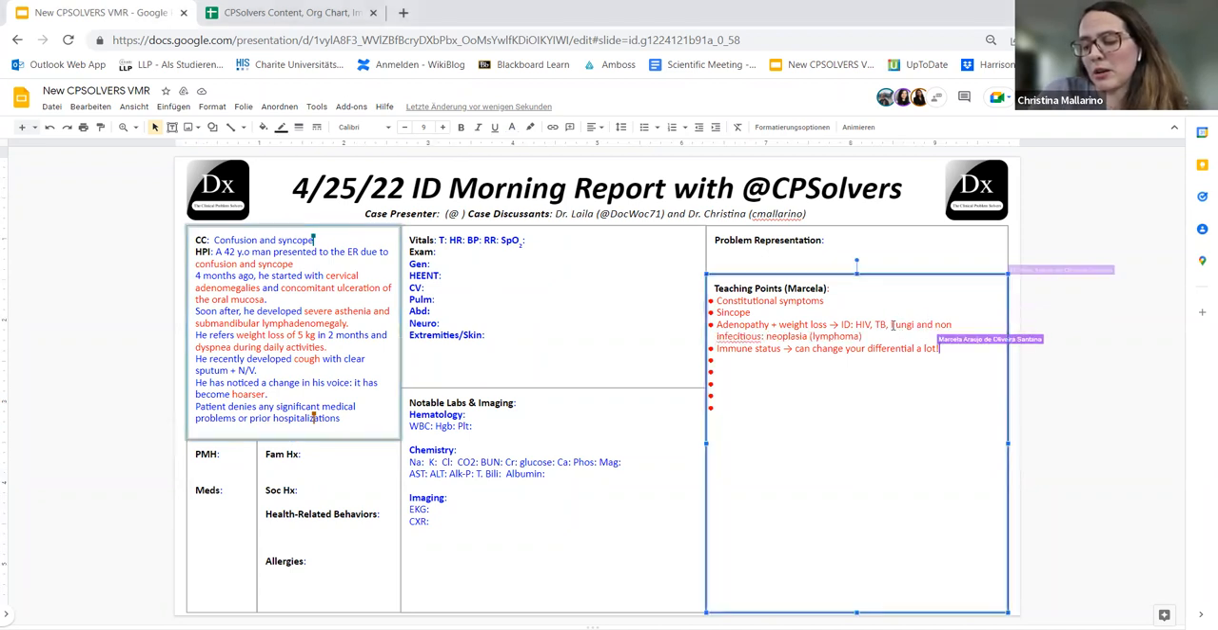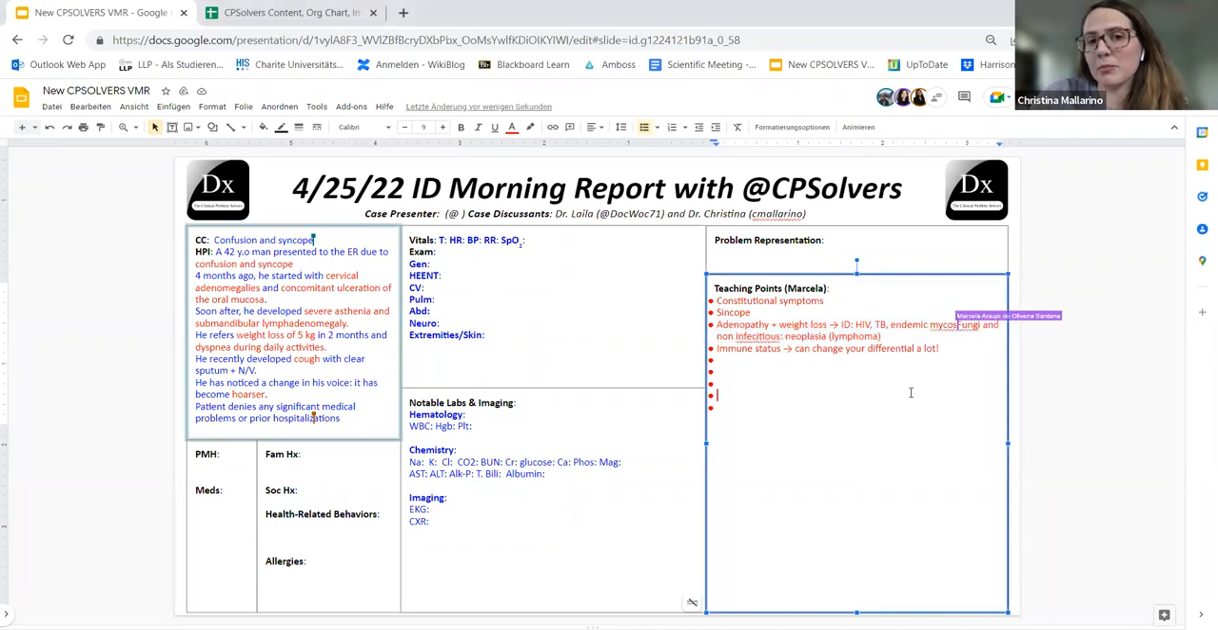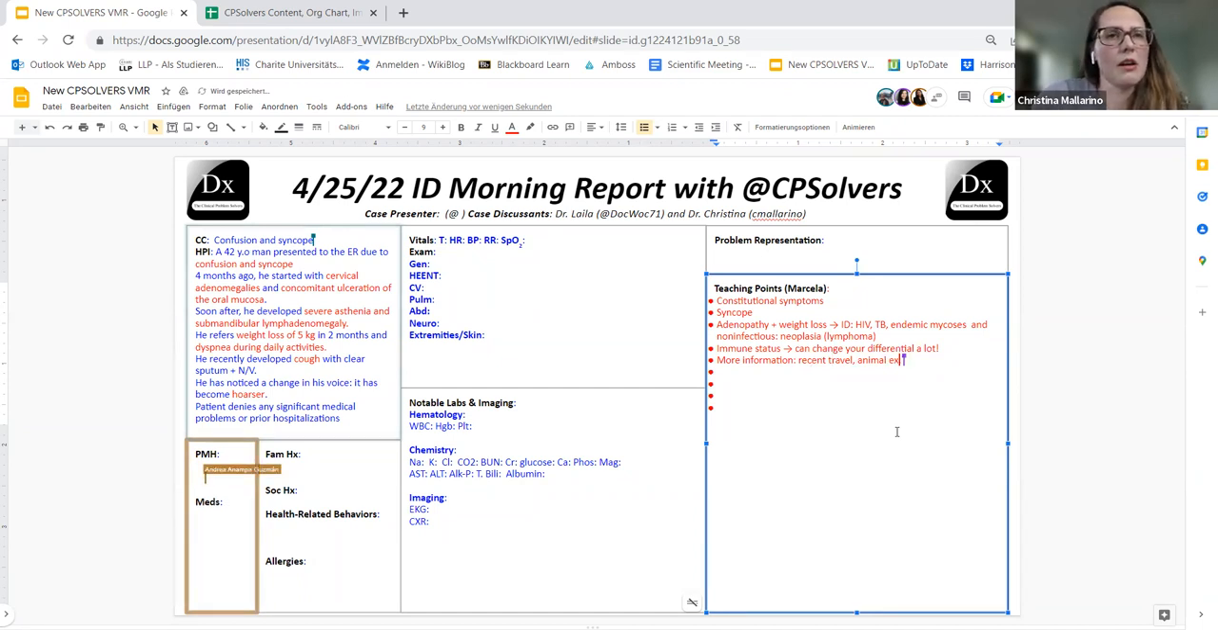So I certainly want to know what happened more acutely, this more acute history of altered mental status and syncope. But I also want to know many more things, as you can imagine, from the ID standpoint. We care a lot about where this person has been, where they are from, have they been exposed to any animals, any unusual travel, have they been in contact with any livestock or other animals that we should be aware of. I want to know if they've had unpasteurized milk, all those types of fun questions.